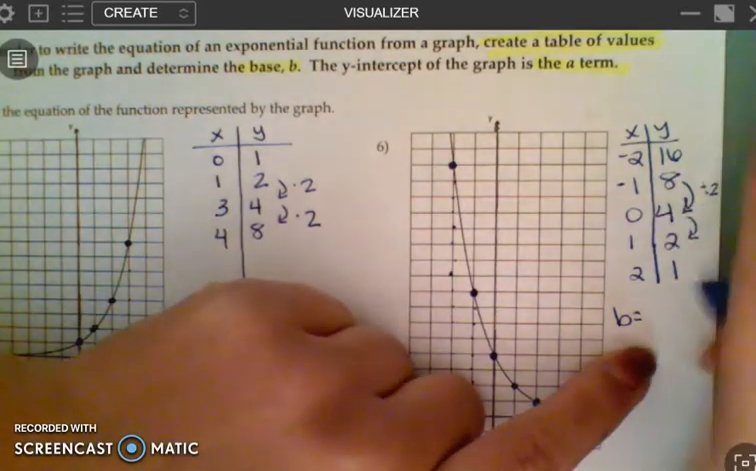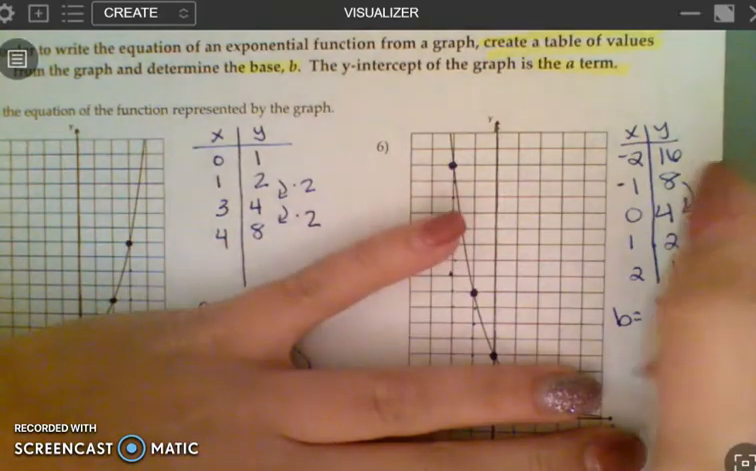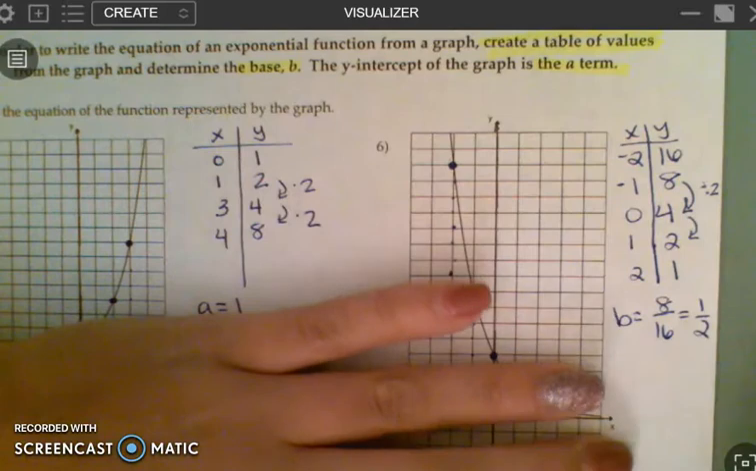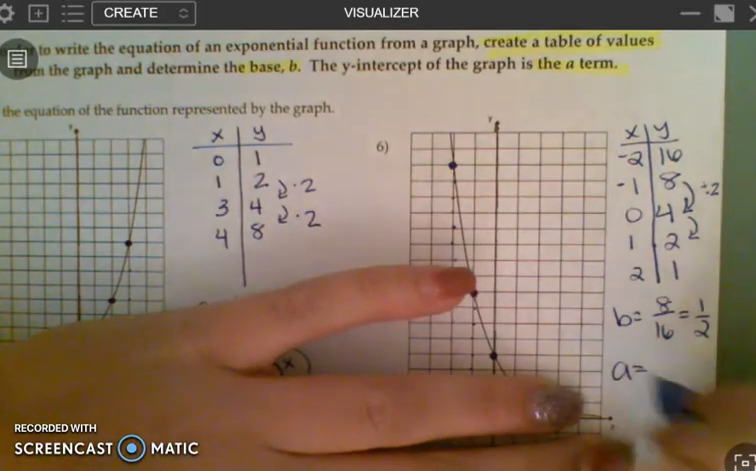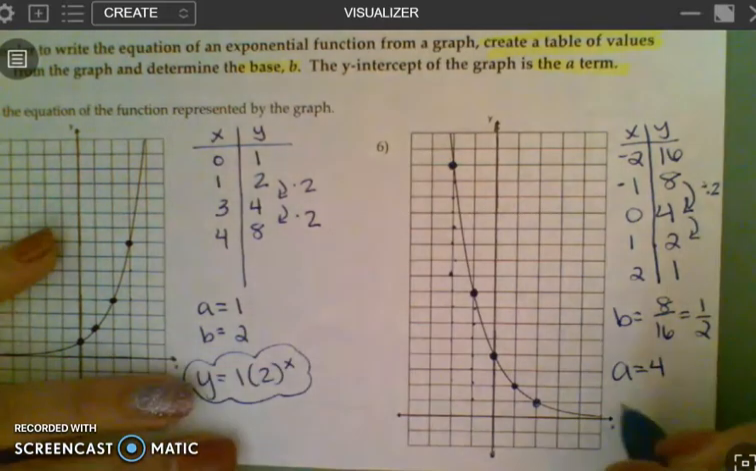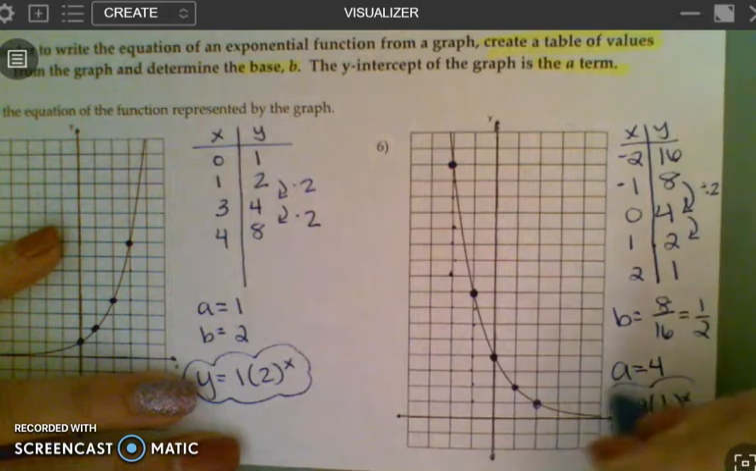Take your second, whatever your second one is. So in this case, we'll use 8 and 16. So 8 divided by 16 is 1/2. So my base is 1/2. My y-intercept, my a value is 4. So my final answer is y equals 4 times 1/2 to the x.